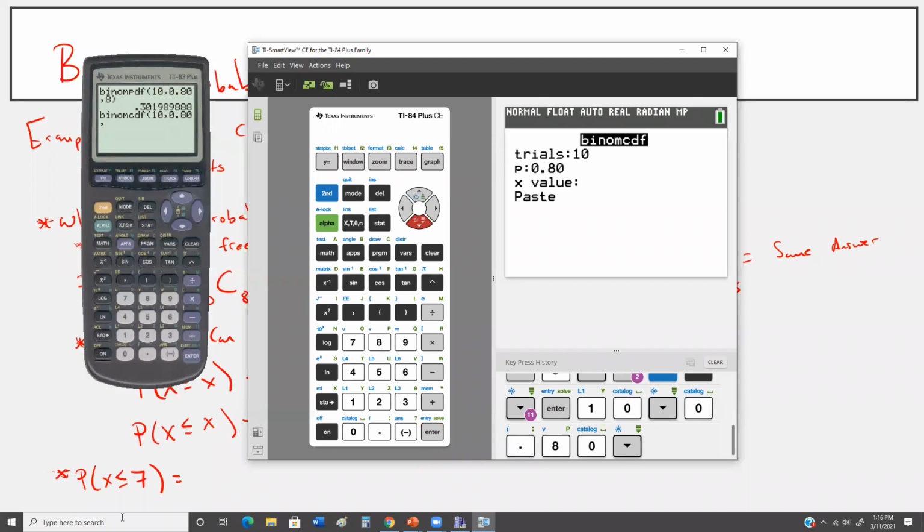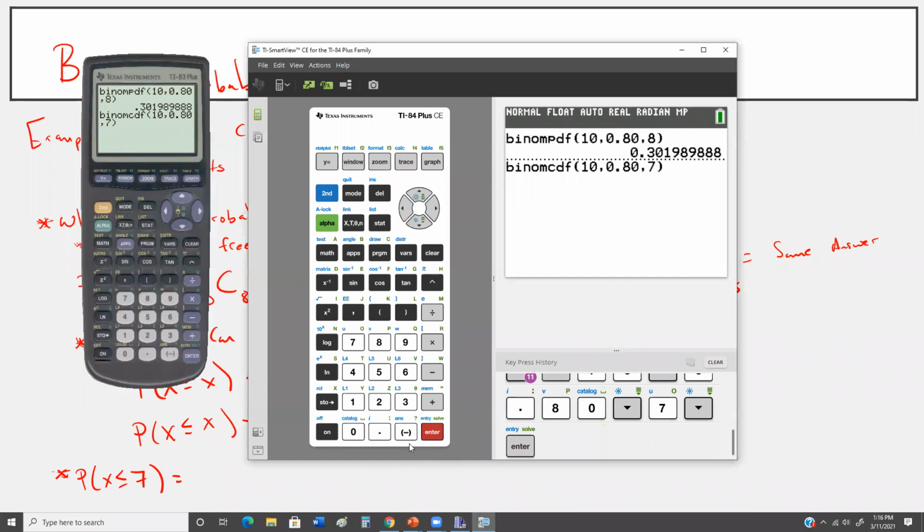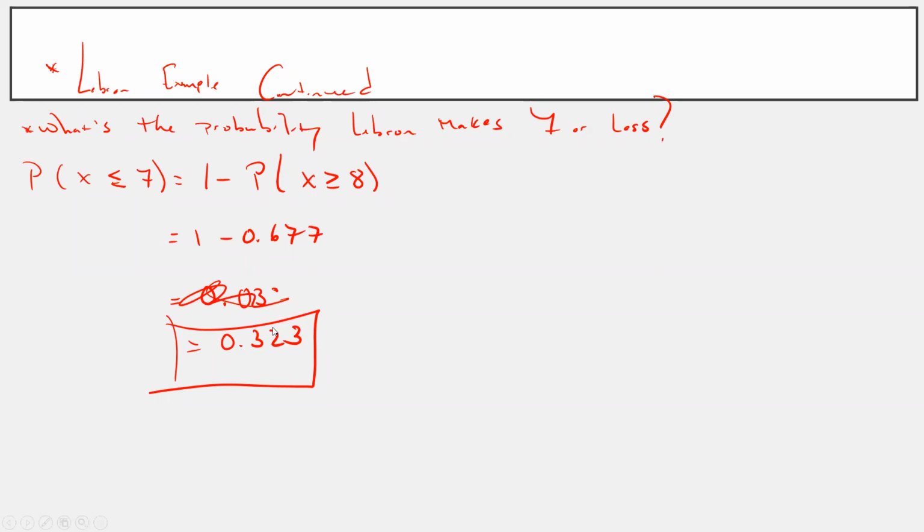And now here's the thing. I want 7 or less, so I'm going to type 7. Close the parentheses. And look what we got. How many people following along with me got 0.32222? Awesome. Now look back at what we got when we did this by hand. We got 0.323. The reason ours is off a little bit is that we rounded all these values to 3 decimal places.